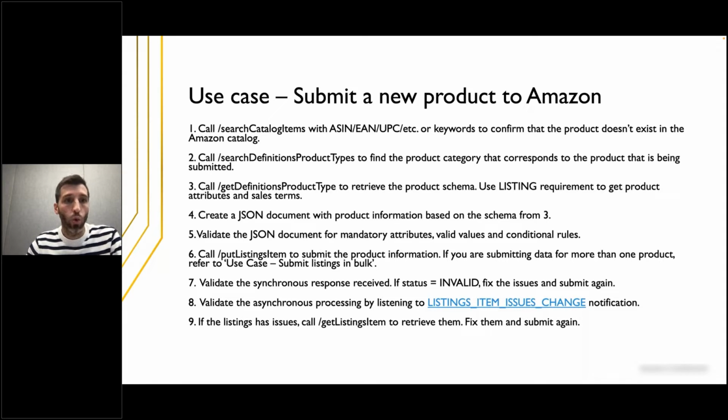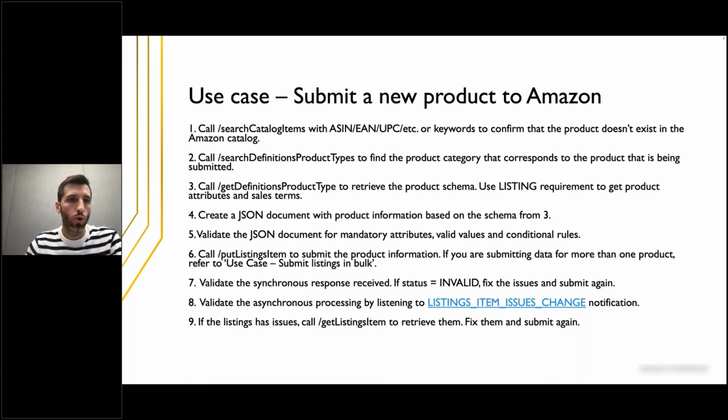The next thing that you will be doing is trying to find the product type or the category that you need to use for that specific product. So for this, we provide the search definitions product types operation, which is part of the product type definitions API. In this case, again, you use it with some keywords and you will get a list of categories, and from that list you will define which is the one that works for your specific product.